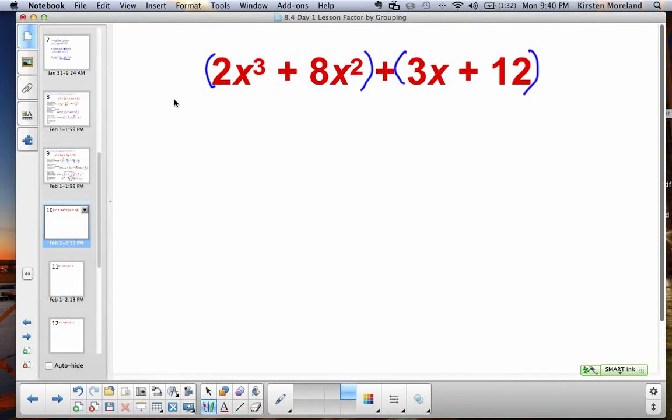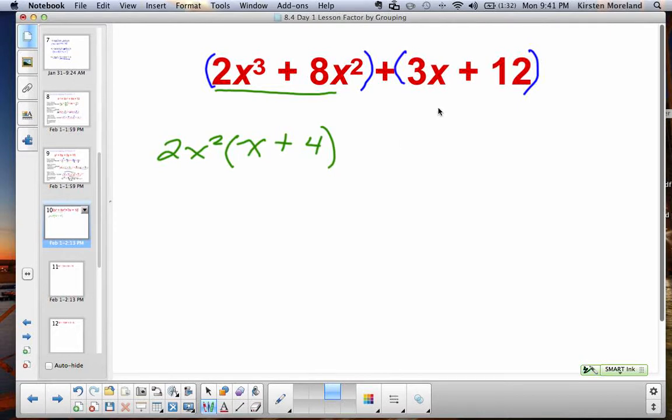Now you're solely going to look at this first group here and say, all right, 2x cubed and 8x squared have a 2x squared in common. So when I factor that out, I'm left with x plus 4.